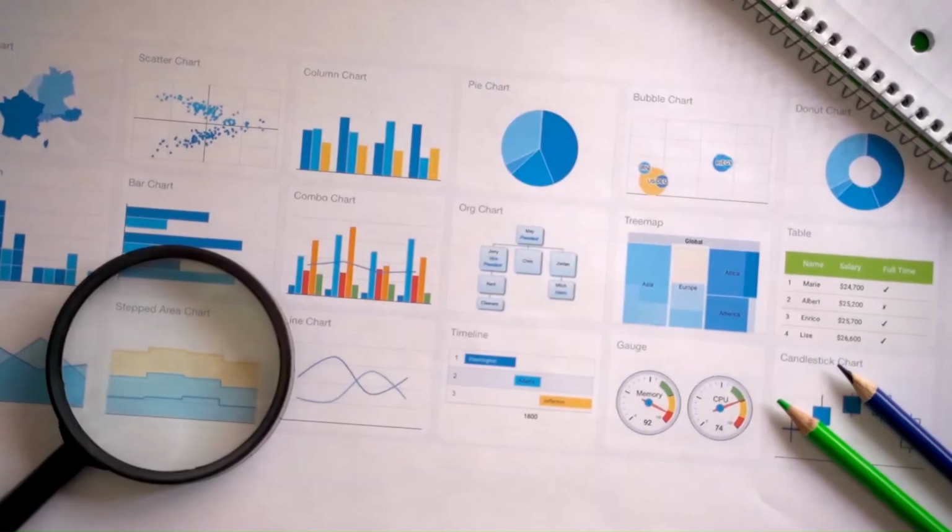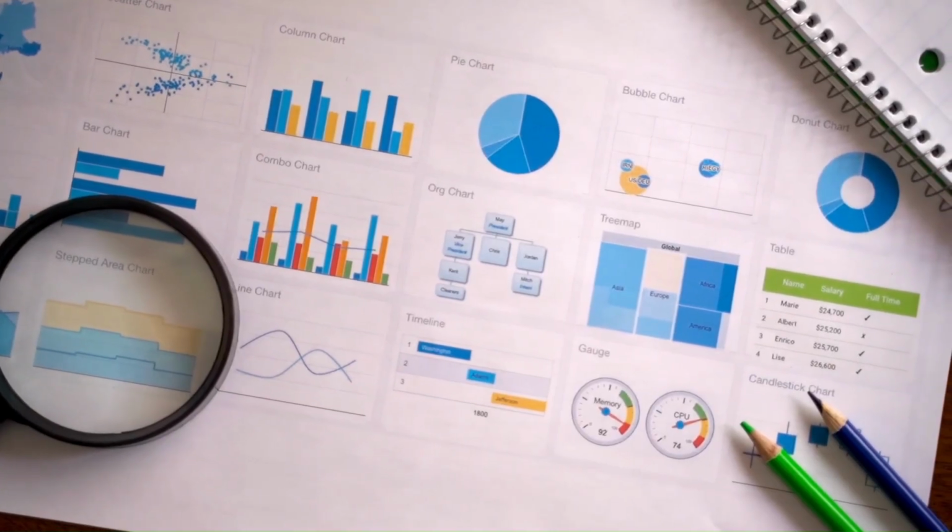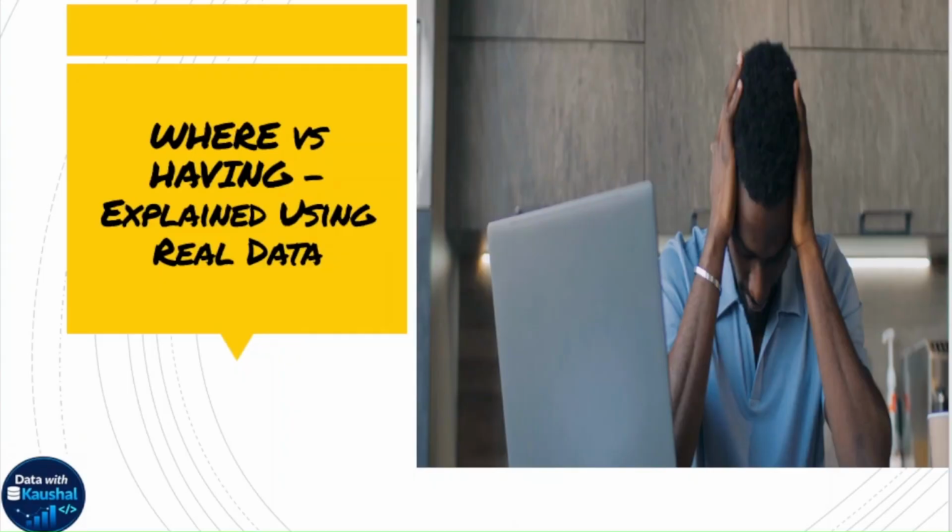Most developers think WHERE and HAVING are almost the same, but using the wrong one can completely break your reports. In the next few minutes, I will show you the real difference using production style data. This is one of the most misunderstood SQL concepts, even among experienced developers.